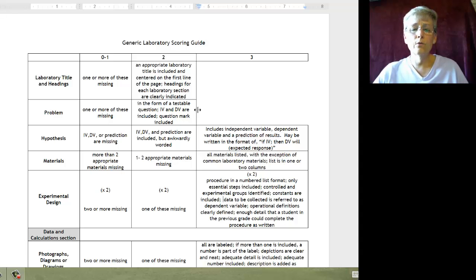Okay, it says only the essential steps included. So all of the stuff that you need to actually do the lab, don't start out with gather materials. That's not an essential step. It won't be graded on your end of course exam. Don't tell me that you're going to clean up after the lab. You're going to do that anyway. That's understood. The controlled and experimental groups identified and the constants are included.